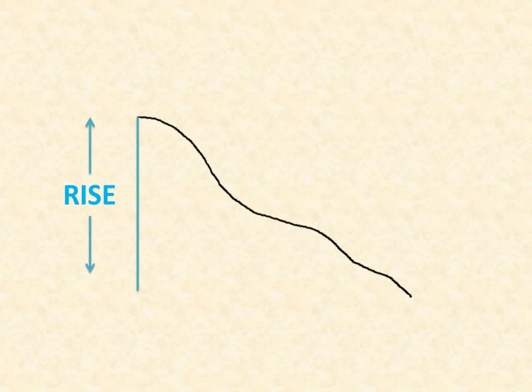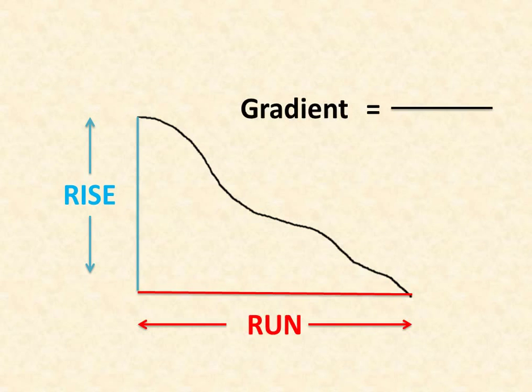So here we have a slope, and in order to calculate how steep it is, we need to know two things. We need to know its rise, how high it is. We also need to know its run, how long the slope is. And we remember that, or we calculate that, using a very simple equation. Gradient is equal to rise over run.